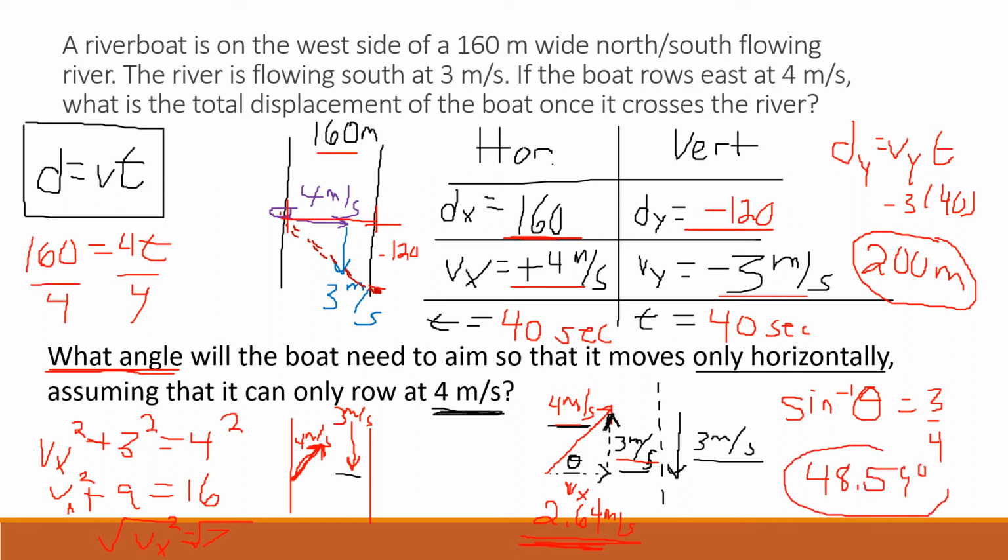So what we're saying is, if this boat can row at 4 meters per second, the hypotenuse of its triangle is 4 meters per second, it has to angle its boat 48.5 degrees upstream so that all the vertical vectors cancel and it only moves horizontally. That's what this is saying.